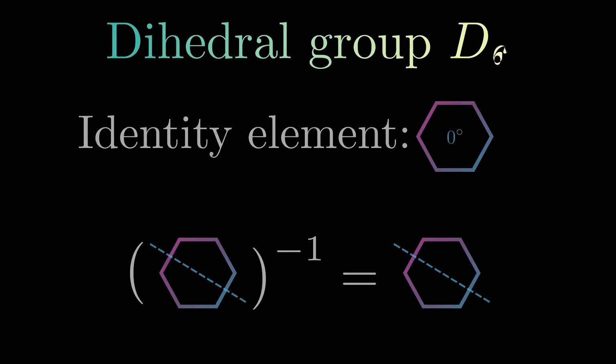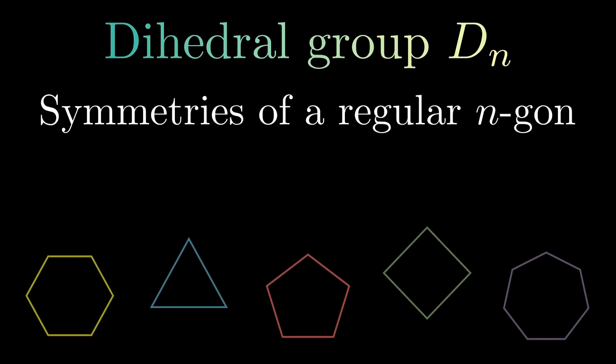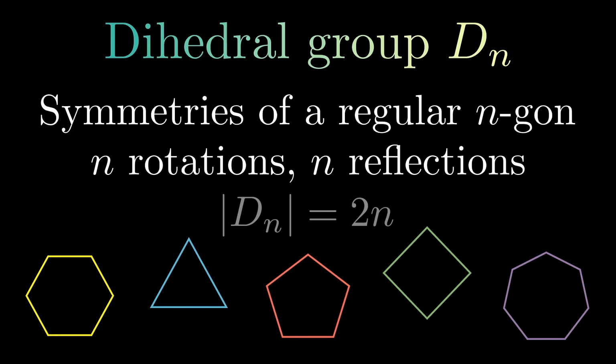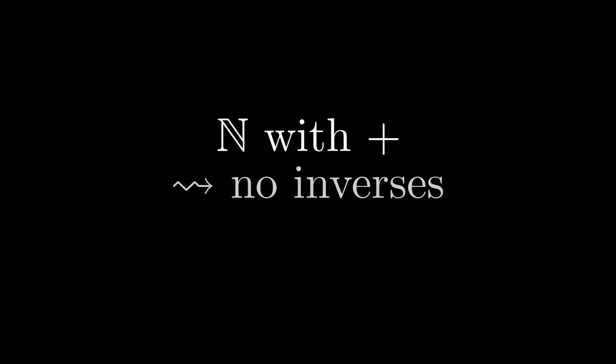More generally, the dihedral group Dn describes the symmetries of a regular n-gon. It consists of n rotations and n reflections, giving it a total of 2n elements. On the natural numbers, we naturally have addition as an operation. This operation is associative and 0 is the identity element. But we do not have inverses, as negative numbers are not part of the natural numbers.